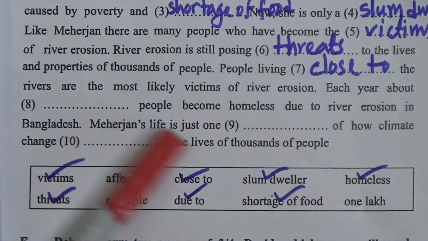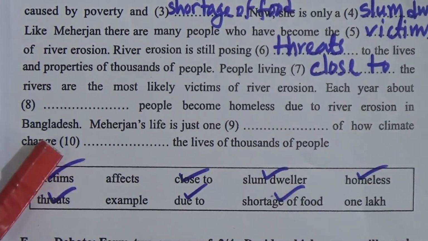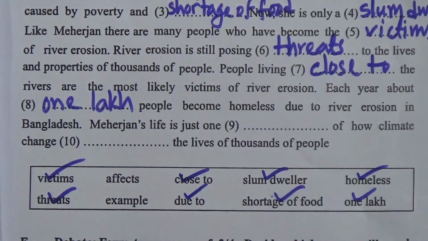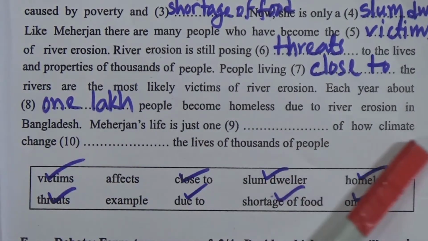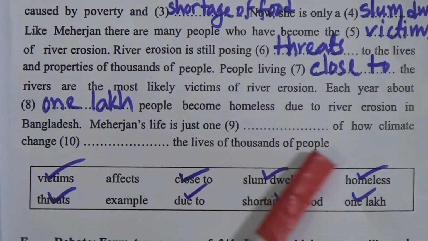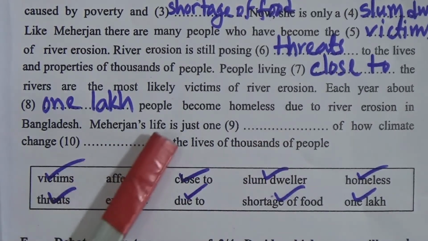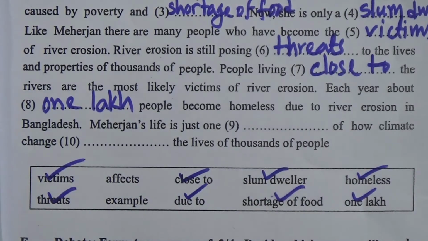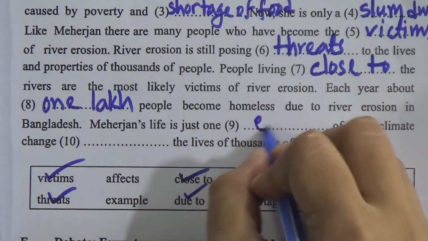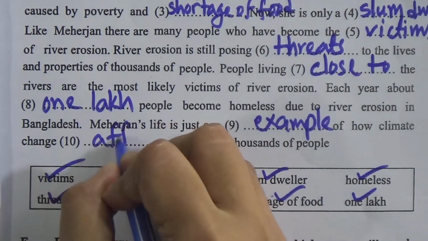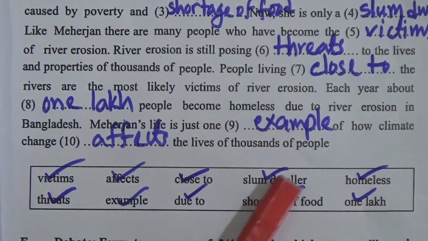Each year about dash people become homeless due to river erosion in Bangladesh. So we have read in our passage that it is 1 lakh. So our answer will be 1 lakh. Meherjan's life is just one dash of how climate change dash the lives of thousands of people. So only 2 words, affects and example. So in 9 what will be there? Meherjan's life is just one example of how climate change affects the lives of thousands of people.